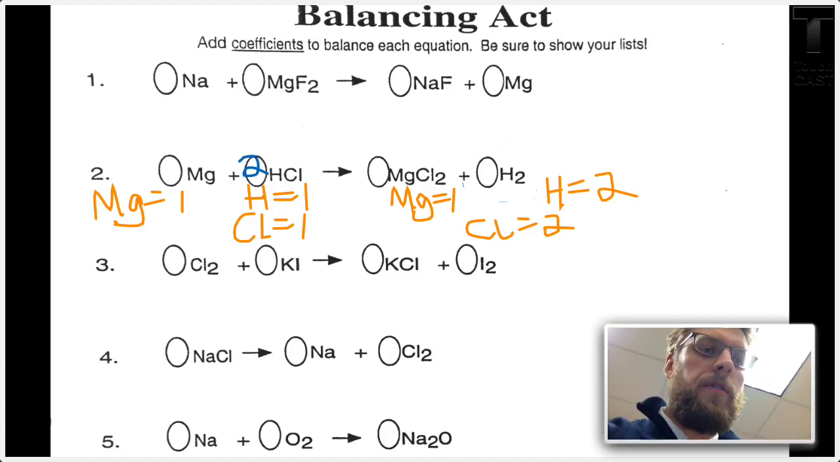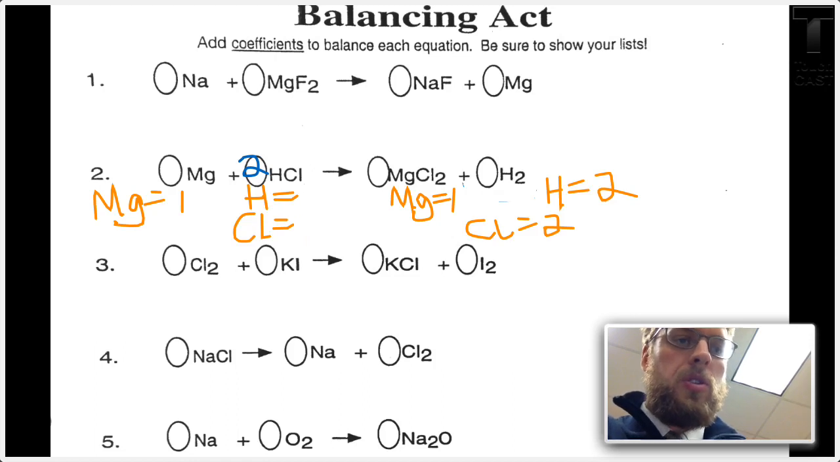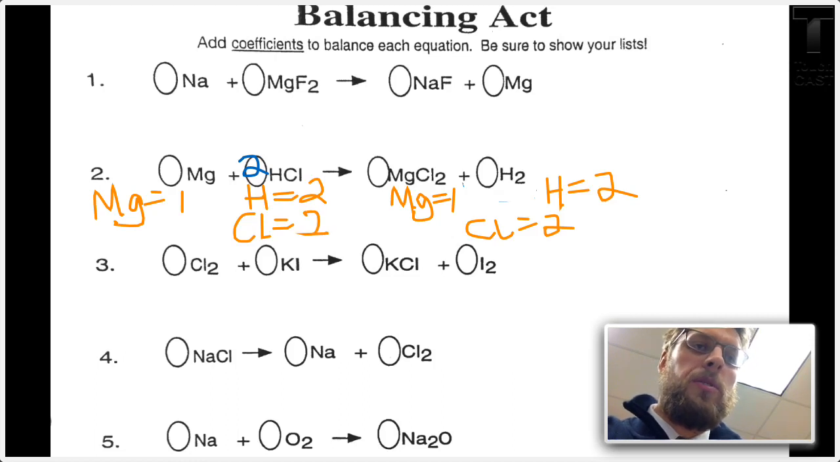I added a 2 in front of the HCl in order to add an extra hydrogen over here. So that leaves me with now 2 hydrogens on the left side. And because I changed the number of hydrogens, it's also changing the number of chlorines because they go together in that molecule to be 2.